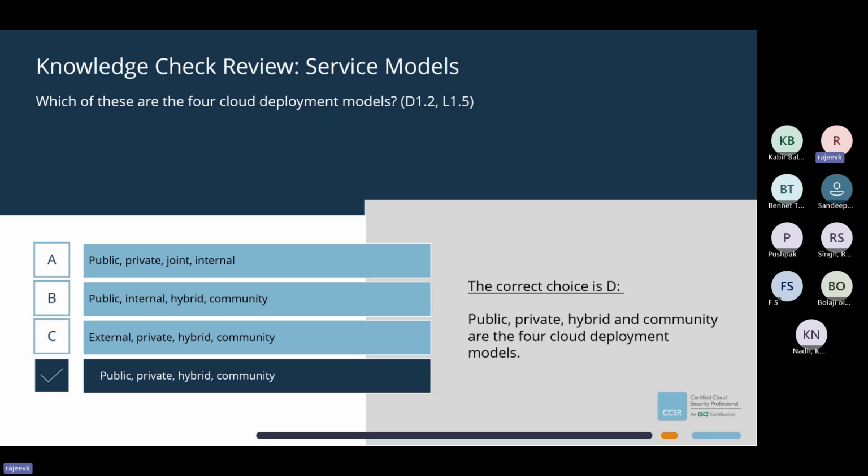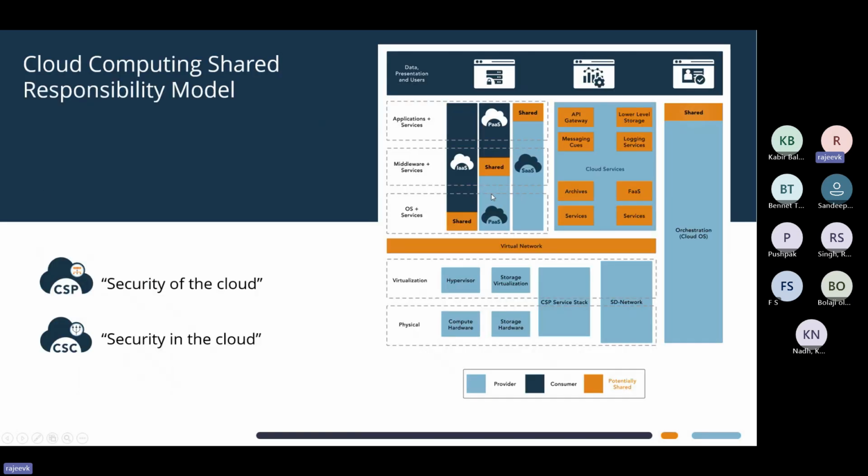Now, because we are talking about the shared responsibility model, we need to understand that not only the responsibility of the services but even the responsibility of security is shared between the consumer and the provider. Majorly, there are two things: security of the cloud and security in the cloud. In the cloud means, as a consumer, if I am purchasing any cloud services, that product is my responsibility to secure.